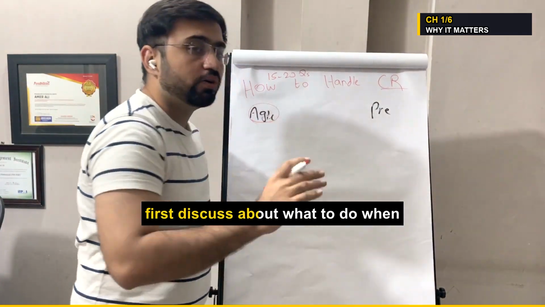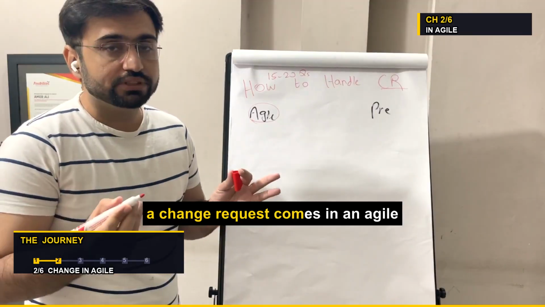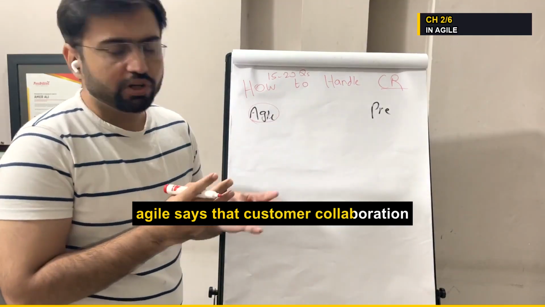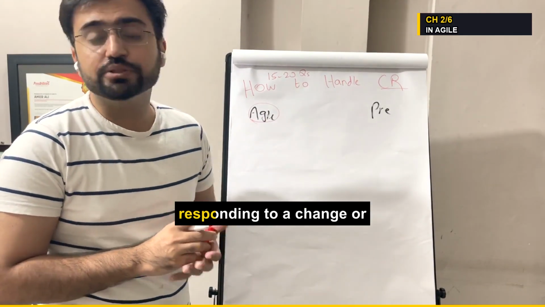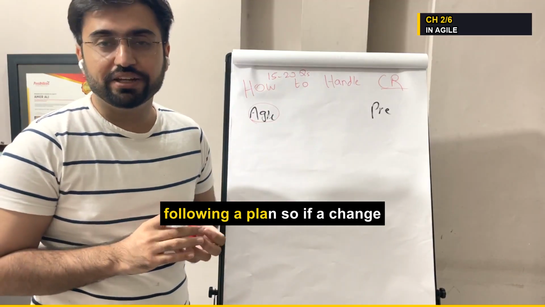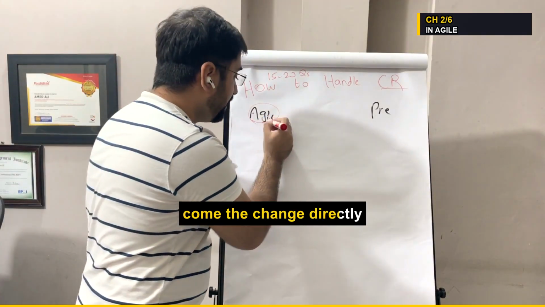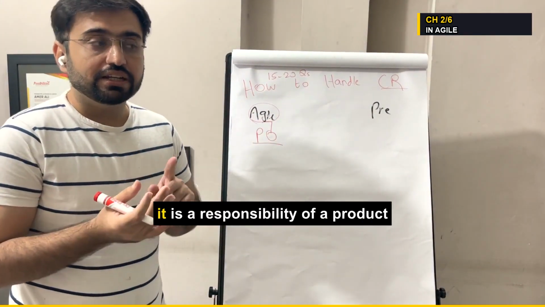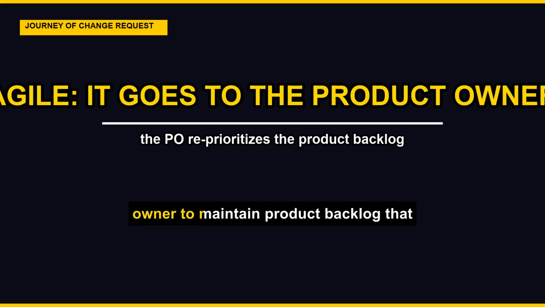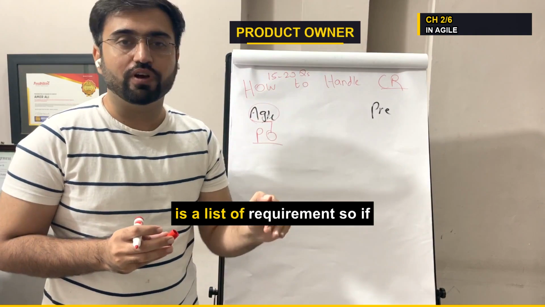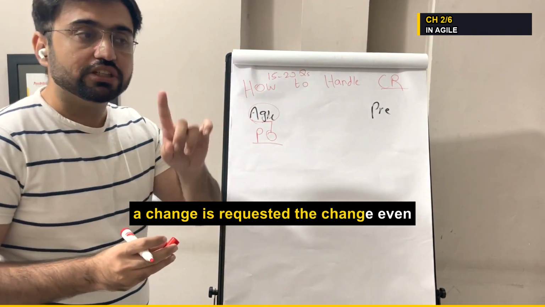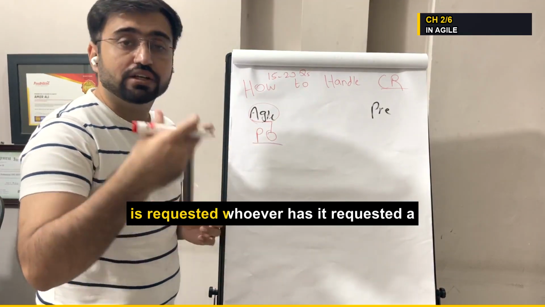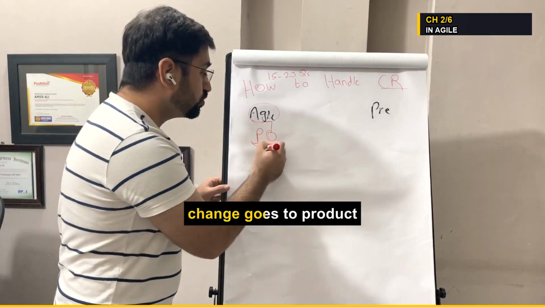So let's first discuss what to do when a change request comes in an Agile environment. It's a very simple way. Agile says customer collaboration over contract negotiation, responding to change over following a plan. So if a change comes, the change directly goes to the product owner. This is very important. In Agile, it is the responsibility of the product owner to maintain the product backlog, that is a list of requirements. So even if a change is requested to the development team or a scrum master, whoever it is requested to, the change goes to the product owner.